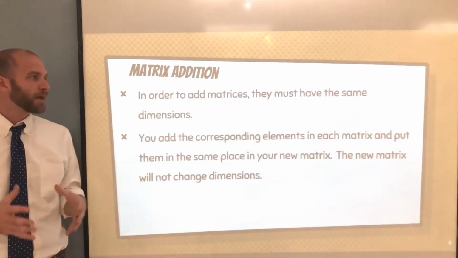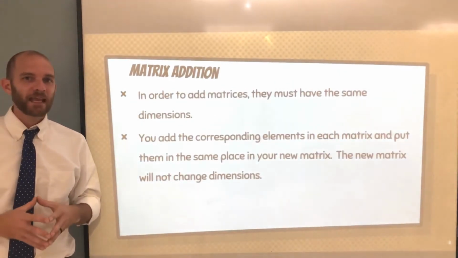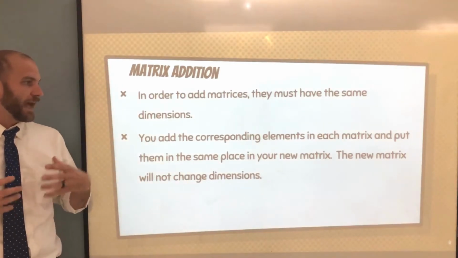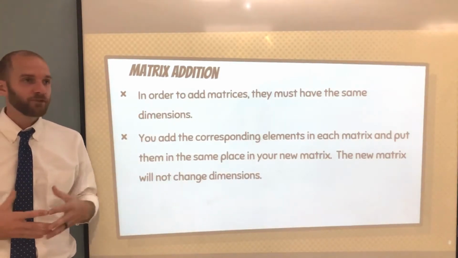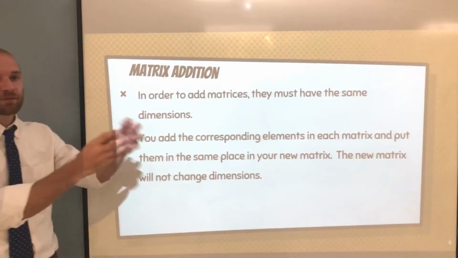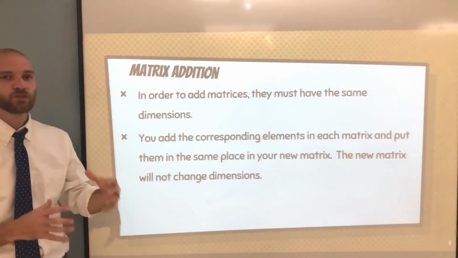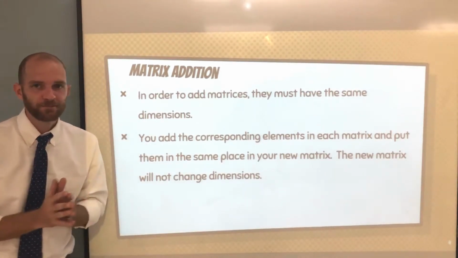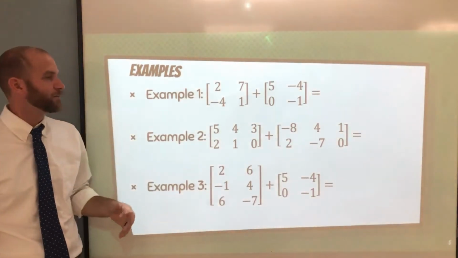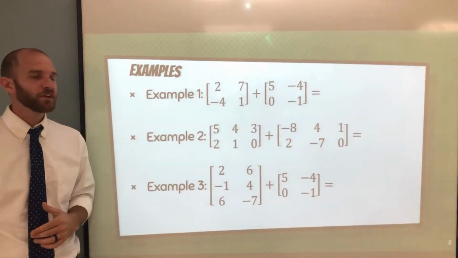In order to add matrices, they must have the exact same dimensions. You can add the corresponding elements in each matrix and put them in the same place in the new matrix. The new matrix will not change dimensions. Let's look at a couple examples together here. If you have your note-taking guide, these are on there as well.